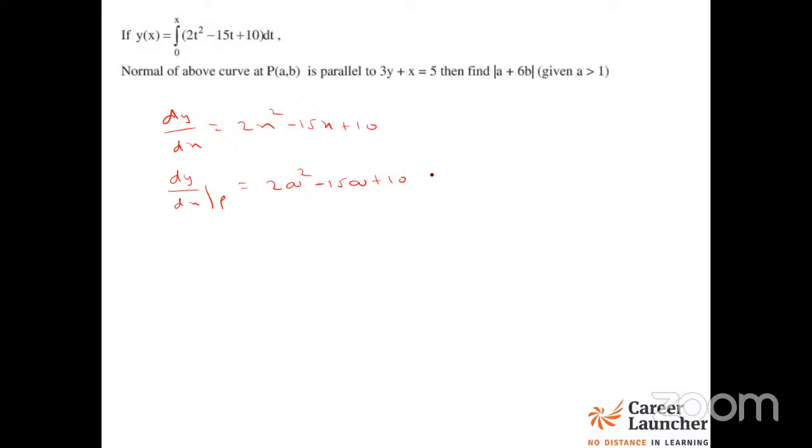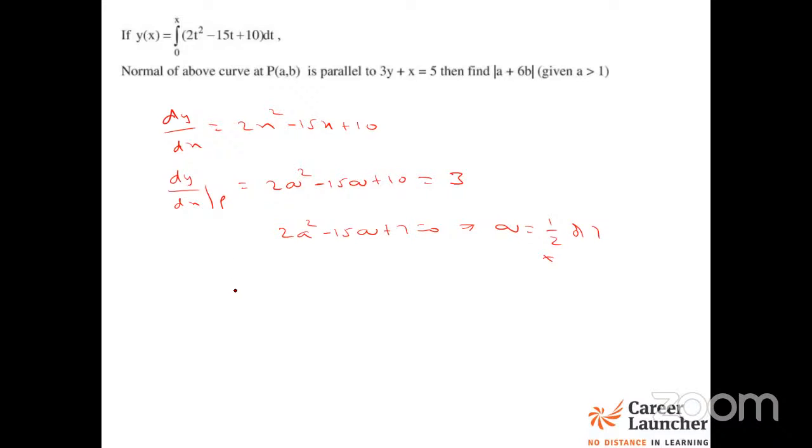Right? Now, it should be parallel to this. So the slope of this should be equal to the normal that is given, whose slope is minus 1 by 3. So the slope of the tangent will become 3. So we get 2a square minus 15a plus 7 is equal to 1. So solving, we get a is equal to half or 7. But it's given that a is greater than 1. So the value of a will be 7.